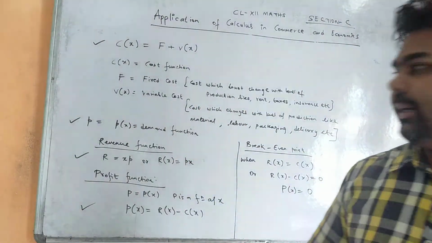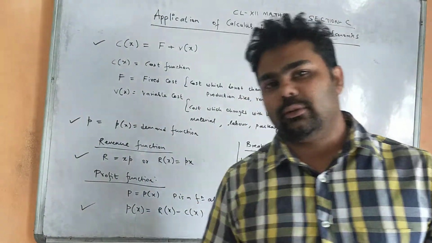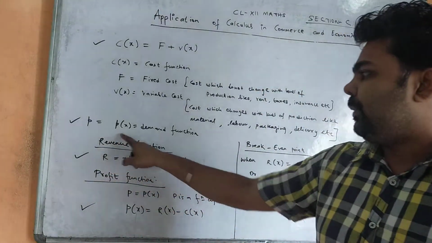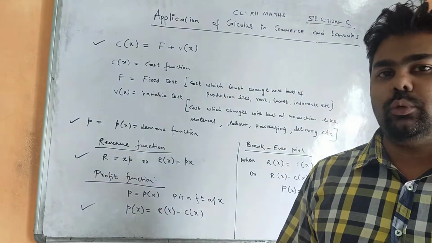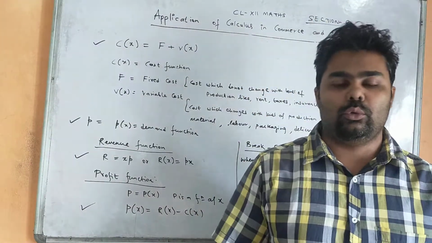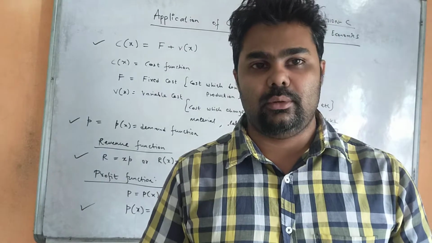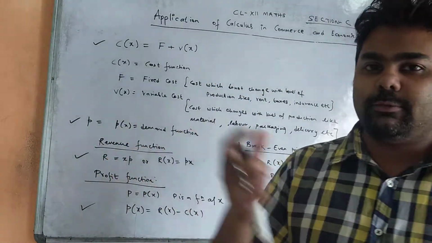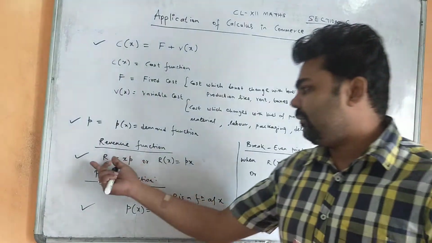Now next we will find the demand function. What is a demand function? A demand function is denoted by small p, small p or small p(x), right? So you know there is a demand and there is supply. The commerce students will know these terms much more clearly, right? So demand function. Now how is demand function related with revenue function?